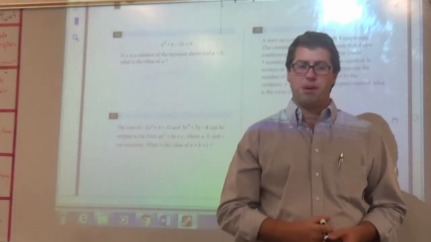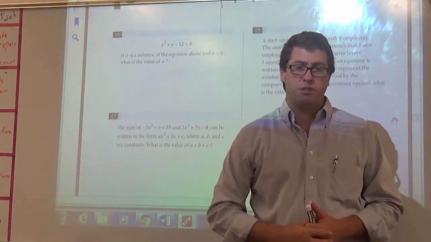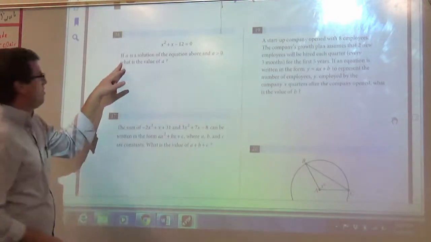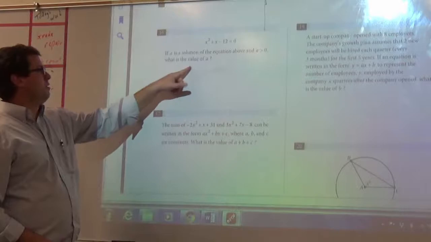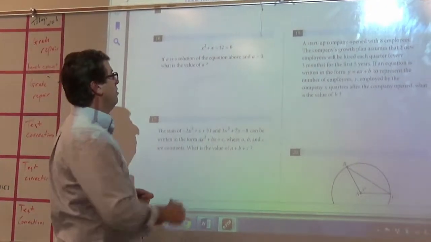Continuing with the SAT practice test number 8. Right now we're on question 16, which is in the griddable section. For this one, if A is the solution of the equation above and A is greater than 0, what is the value of A? So I need to factor this before I have solutions.